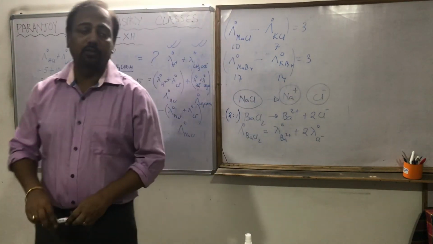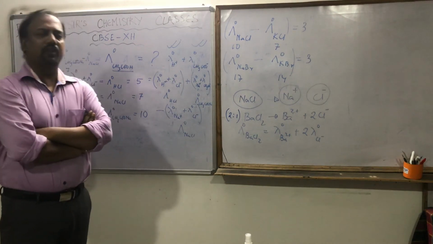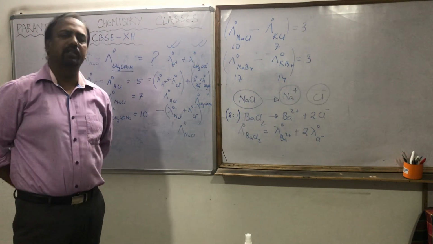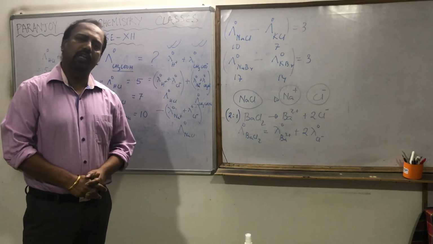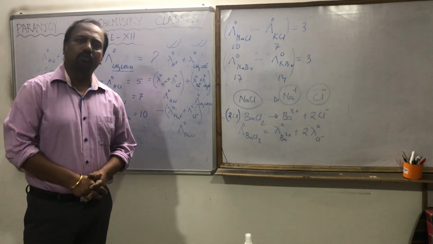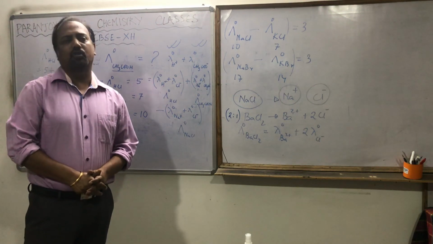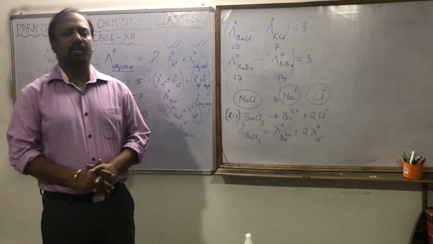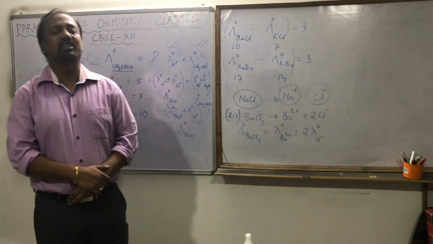So can I conclude that the lambda 0 values of the weak electrolytes can be determined from the lambda 0 values of the strong electrolytes by using Kohlrausch's law of independent migration? Is it clear? So everything is clear about lambda 0. So the basic part with molar conductivity we have finished. Next day we are going to start with cell.